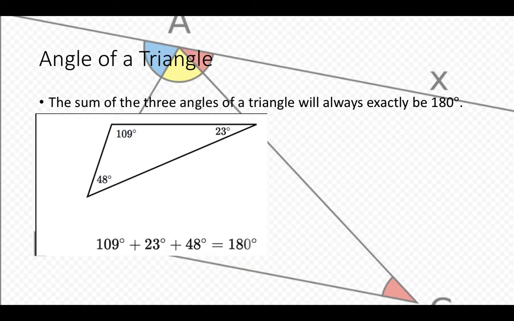All right. Now let's talk about the angles of a triangle. The sum of three angles in a triangle will always be exactly 180 degrees. Exactly 180 degrees. So here as an example, I have an angle of 109, an angle of 48, and an angle of 23. When we add those together, we do get 180. So that means that this right here is in fact a true triangle.